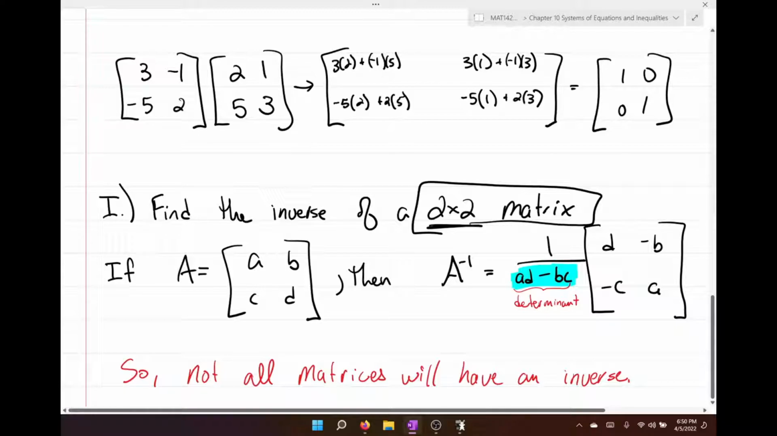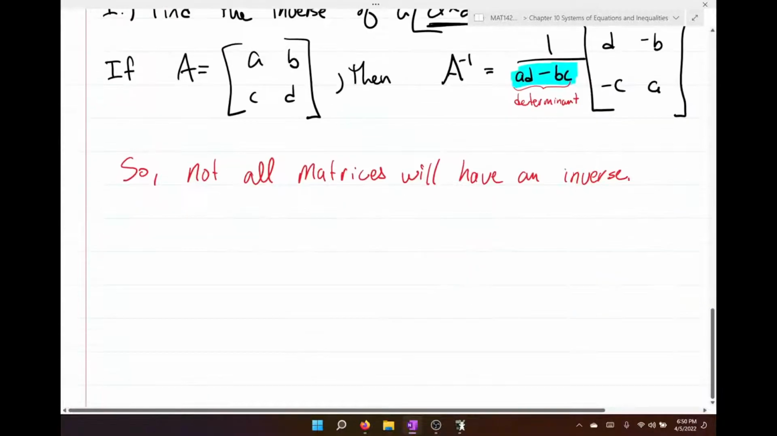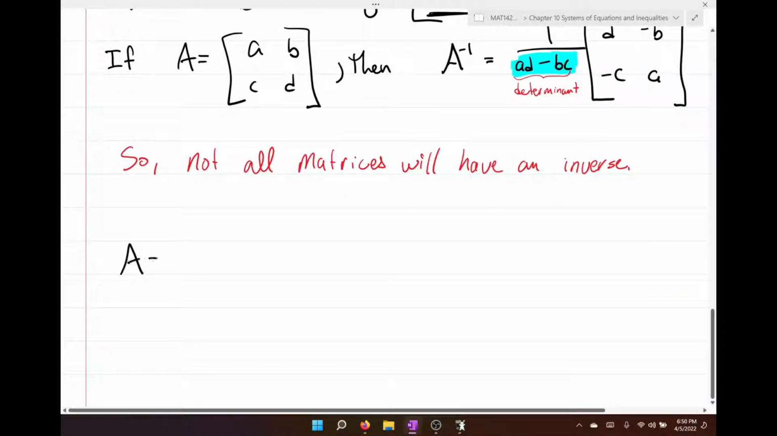So I think what we should do is just take the example that we just did. So matrix A is 2, 1, 5, 3. And we're going to find its inverse. Now, we already know what the answer is because we did this in the previous problem.